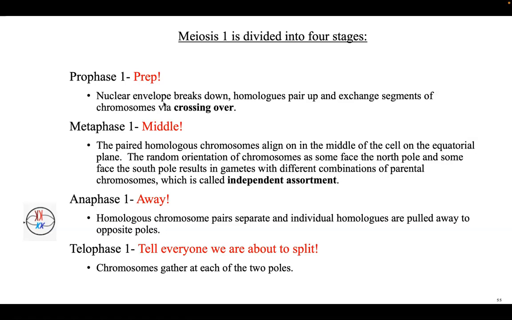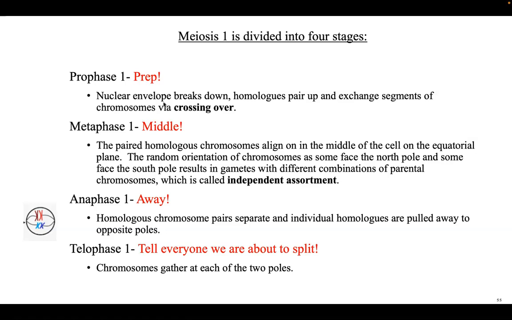After that, when we're in metaphase, our pairs of homologs are aligning in the middle of the cell on the equatorial plane, and we have pairs, so it's 2 chromosomes, 2 chromosomes, 2 chromosomes down in a line. And actually the random orientation of those chromosomes, as some of them end up facing the north pole of the cell and some of them end up facing the south pole of the cell, is going to result in gametes with more different combinations than the parent chromosomes.